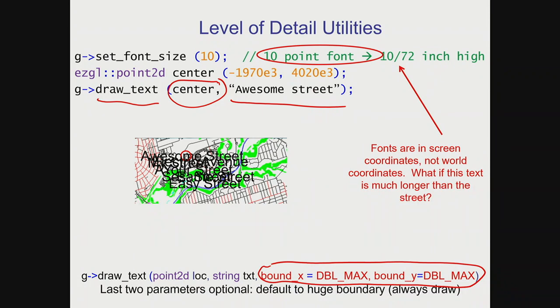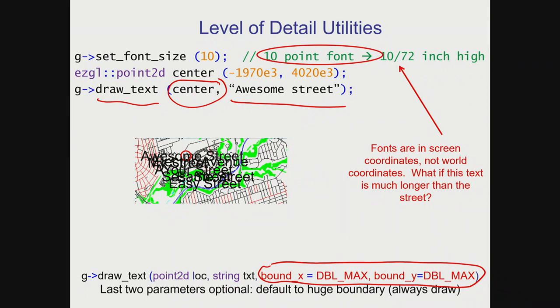So these bounds would be in meters on the surface of the Earth. And if the text was going to occupy more than that space in my world coordinates, I won't draw it, okay? If I don't specify these, they default to huge numbers, which means I don't care how big this text is on the screen, draw it.